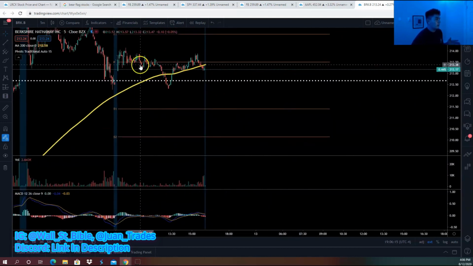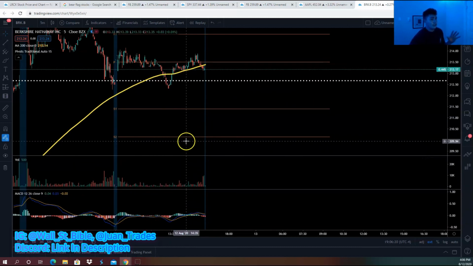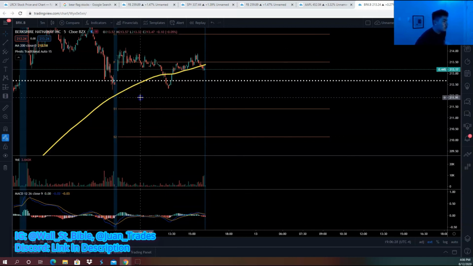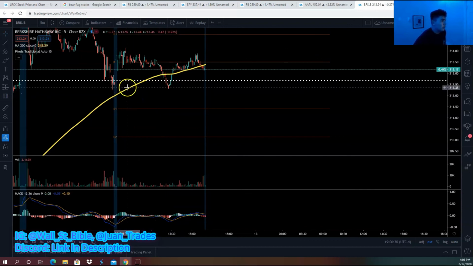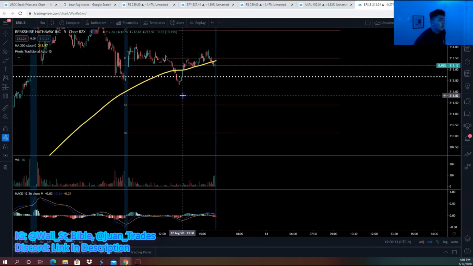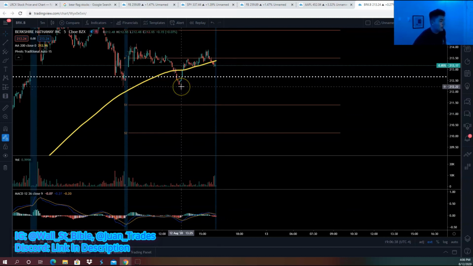So if BRK.B breaks below, like here, it faked out on low volume, I'll get into that in a second, but it faked down, came down here, and then came right back up. As you can see, the 200-day moving average was a perfect support level. And what did large financial institutions do when it came below the 200-day moving average? They bought a ton of it.